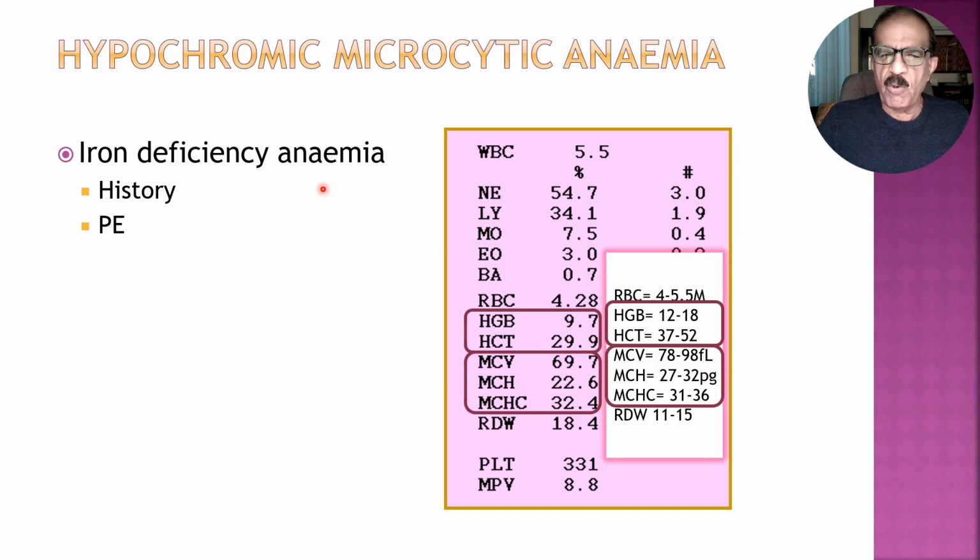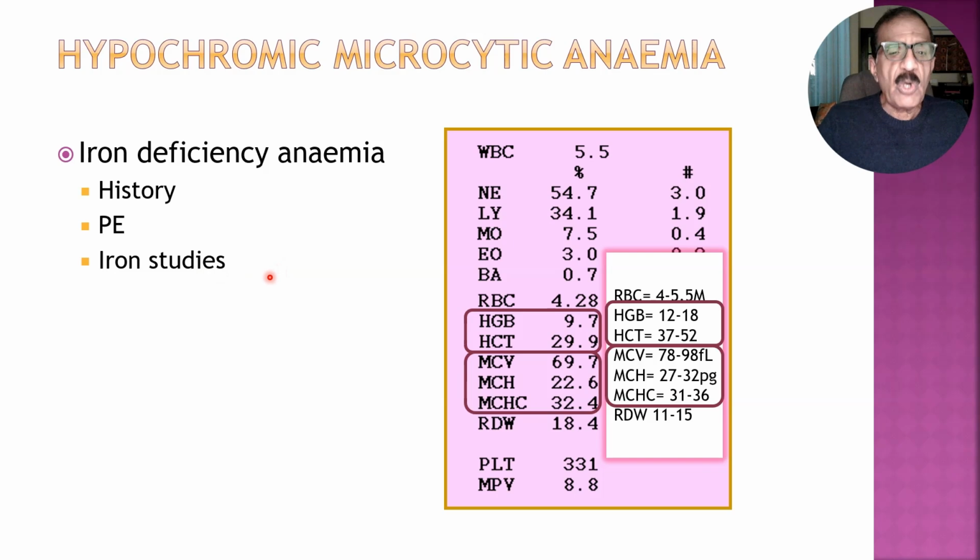History is very important. Physical examination may also be important. In addition to common signs of anemia, these patients may show koilonychia, which is actually a sign of chronic iron deficiency. In some cases, iron studies would be needed. And in one of the slides, I'll show you what are those studies.